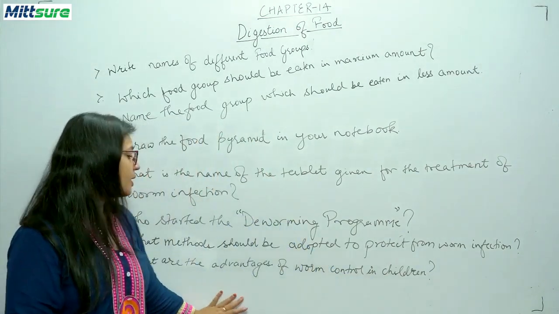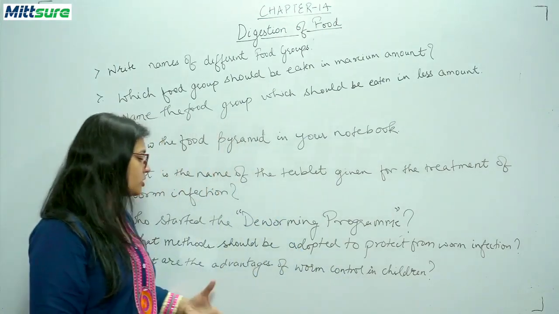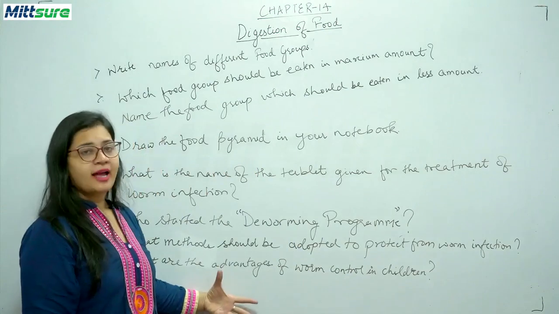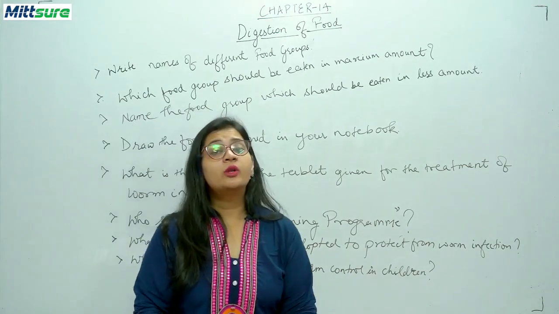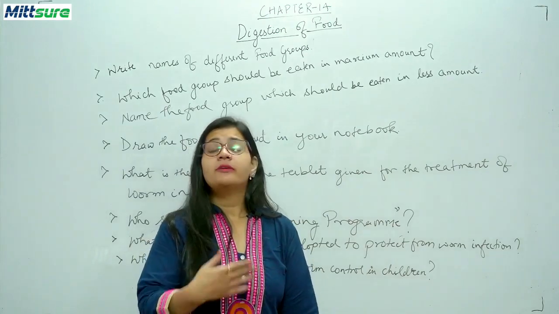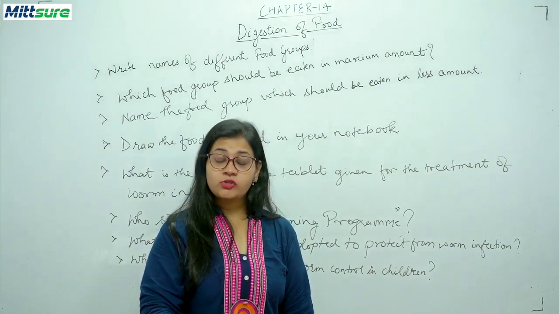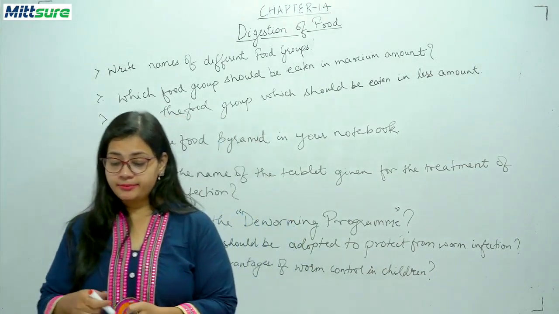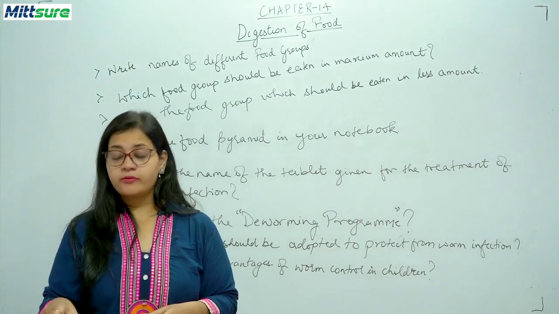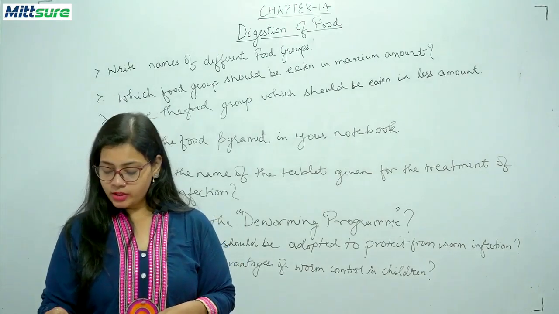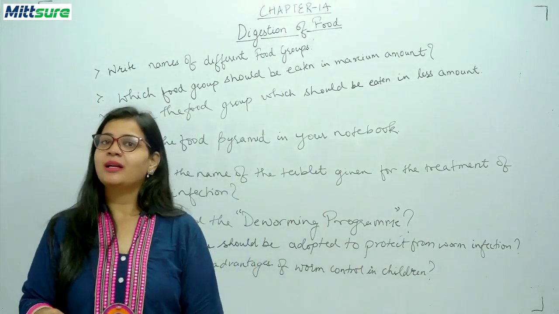The next is, what are the advantages of worm control in children? I have told you that, students, if we control worms, then the students will not have the problem, or they will not fall ill frequently. They are more able to concentrate in their studies, and the growth or development of the children will be faster. So these are the advantages of worm control. So this completes the chapter. Now we'll be starting the next chapter.